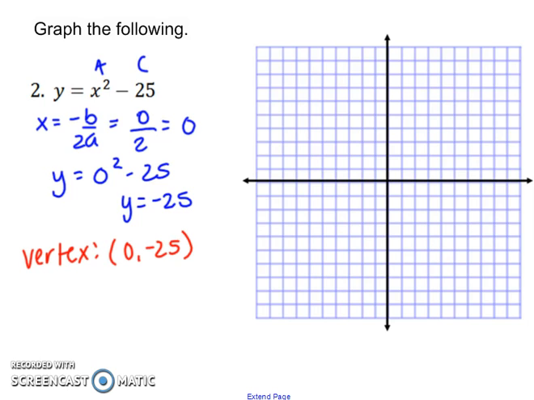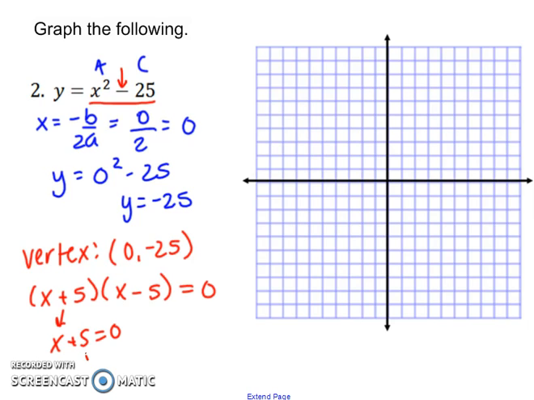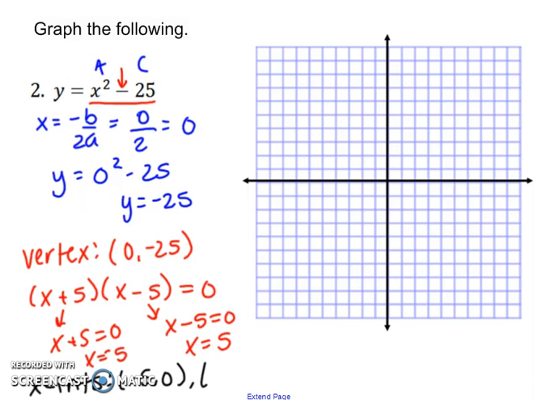If I want to factor this, it's a difference of squares. Since I can take the square root of both of them, and there's a minus sign in the middle, I can factor this to be x plus 5 and x minus 5. Okay, so I set that equal to 0. If I solve x plus 5 equals 0, I get negative 5. If I solve x minus 5 equals 0, I get positive 5. So my x-intercepts are going to be negative 5, 0, and 5, 0.